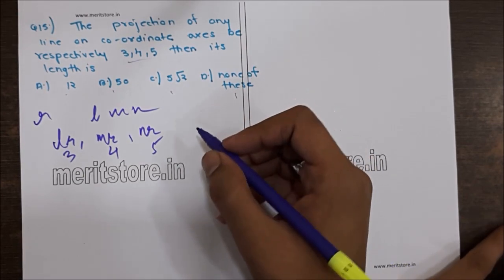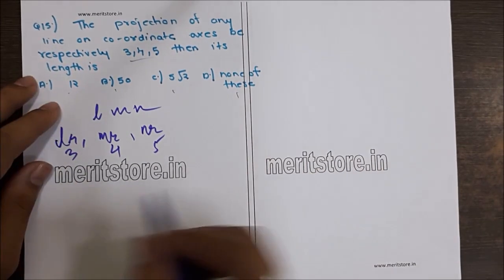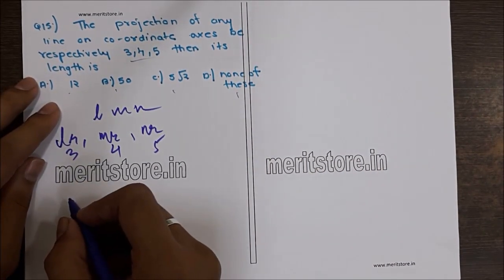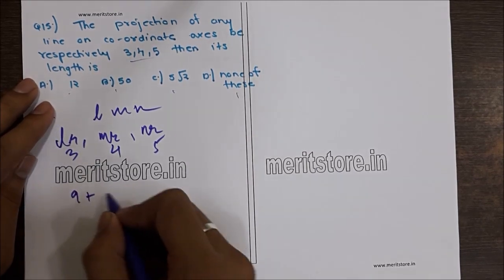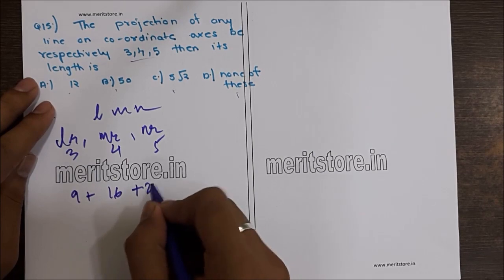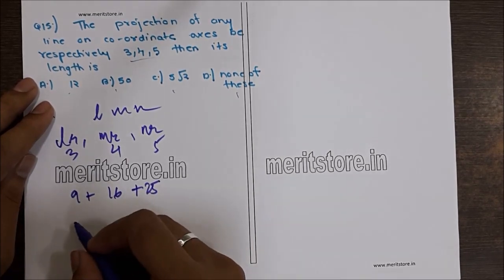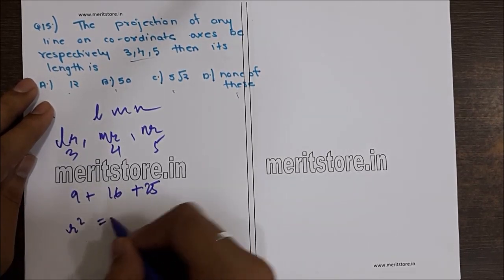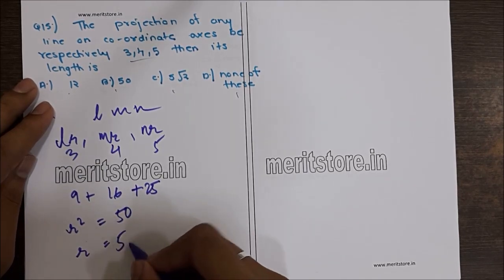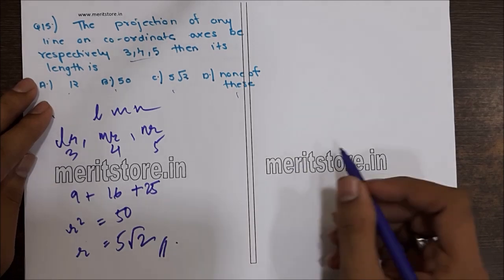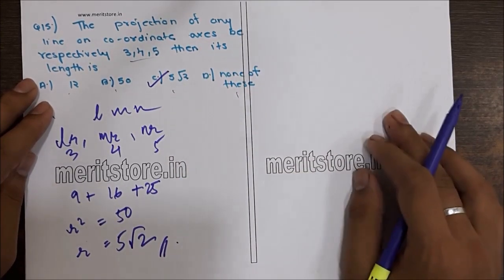So we'll substitute these values in the formula and we would get 9 plus 16 plus 25. So here we get R square is equal to 50. Therefore R is equal to 5 by root 2. So our correct answer is option C.